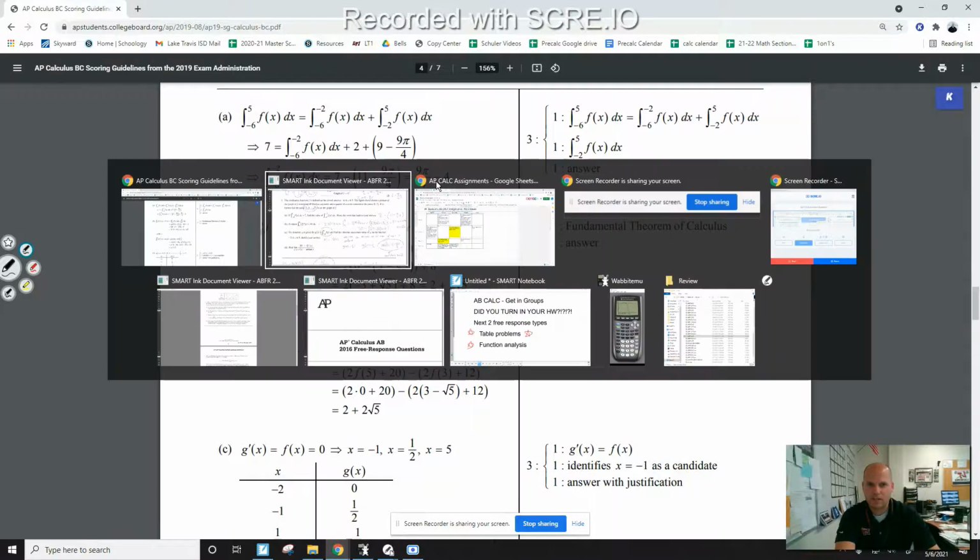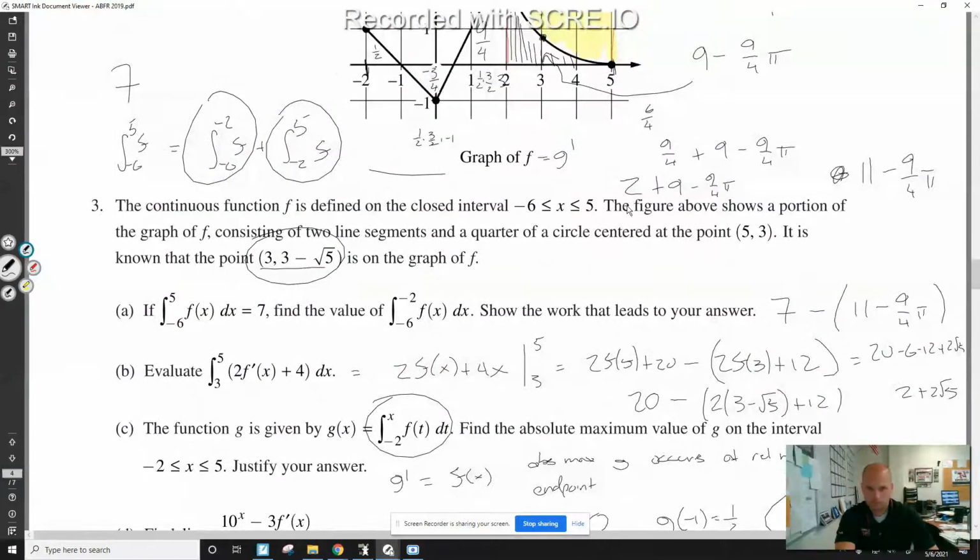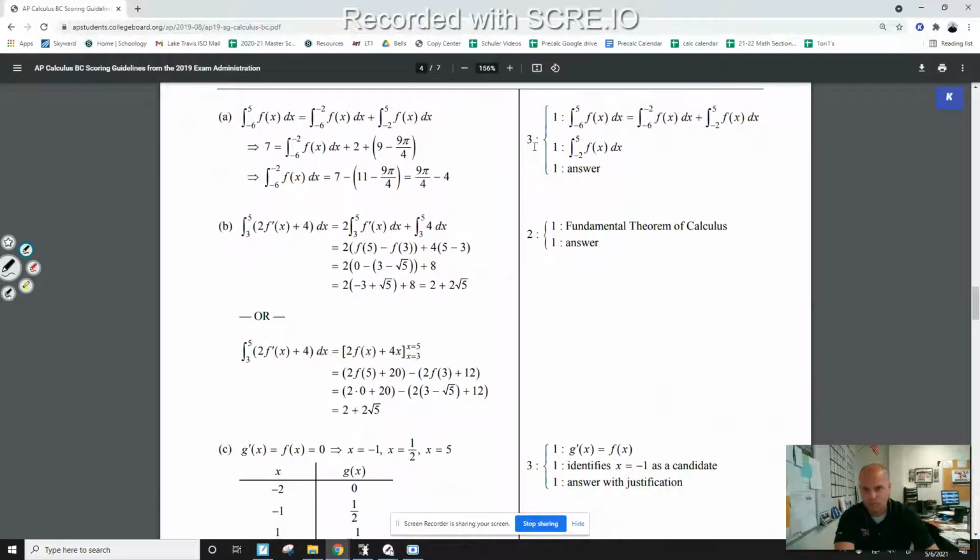9 pi over 4 minus 4. 7 minus 11 minus 9 pi over 4. Boom! Got it. 9 pi over 4 minus 4. That was worth 3 points. Oh, look at that. You get a point if you kind of understand what you need to find, the whole A to C equals A to B plus B to C. That's nice. Finding the area from -2 to 5. Yeah, most of you wouldn't have gotten that.